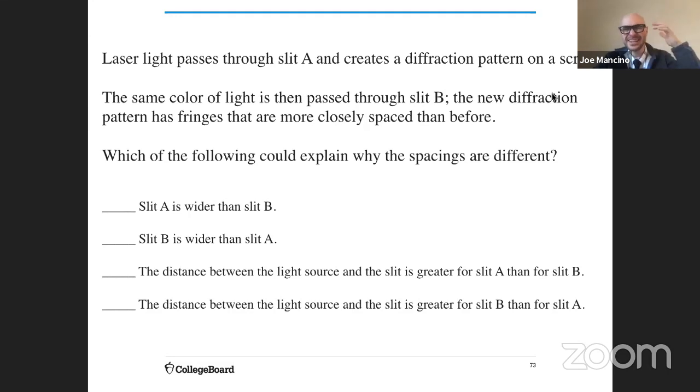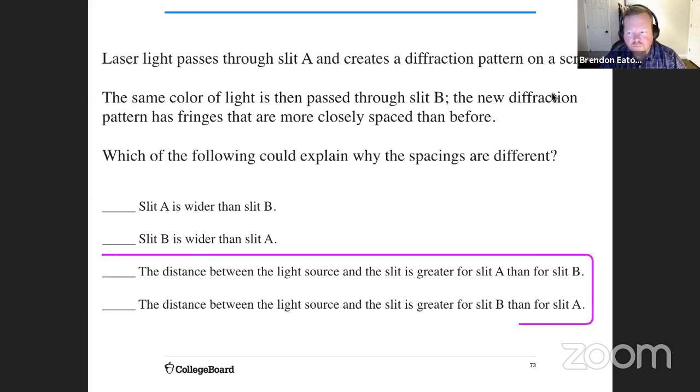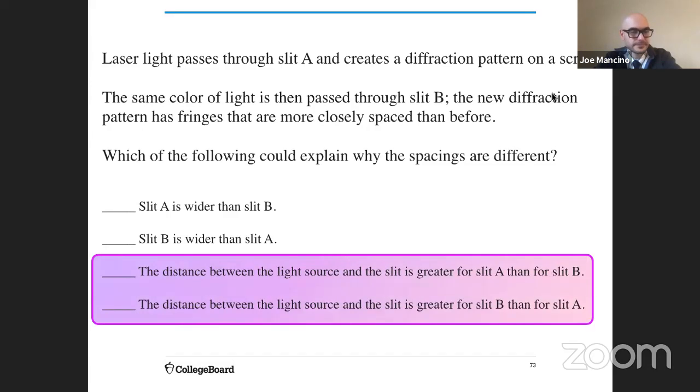I always like to narrow some of these down if I can, maybe cross something out that doesn't seem reasonable. Mr. Eden, is there anything here that just strikes you as maybe not a great answer? I think the last two talk about the distance between the light source and the slit. We never had any of that in our equation. So I don't think those last two are reasonable at all. Yeah, those are bad.